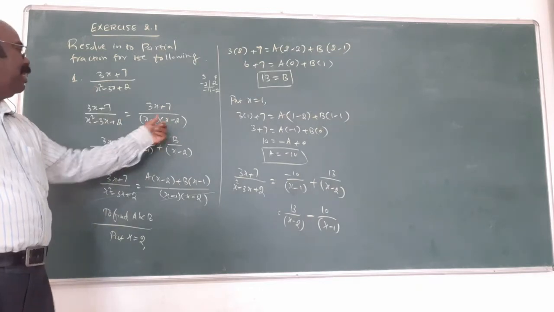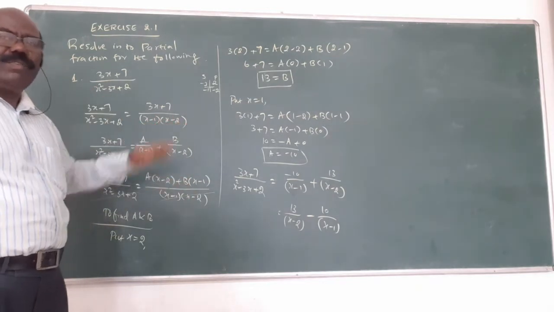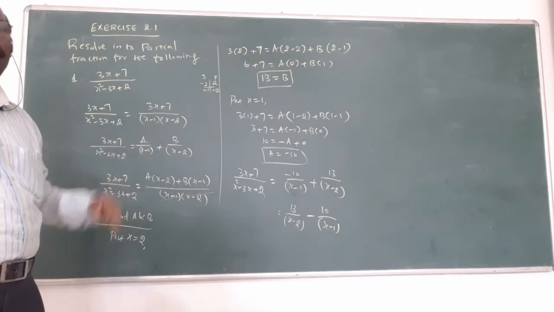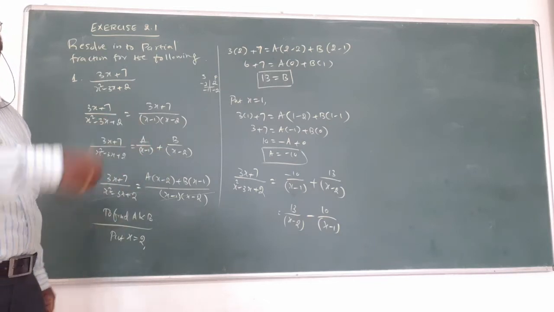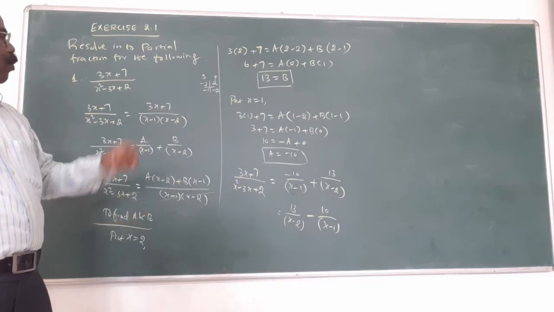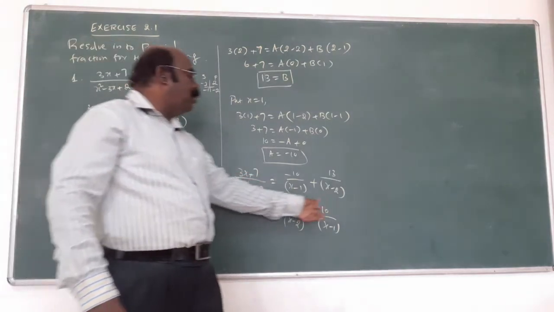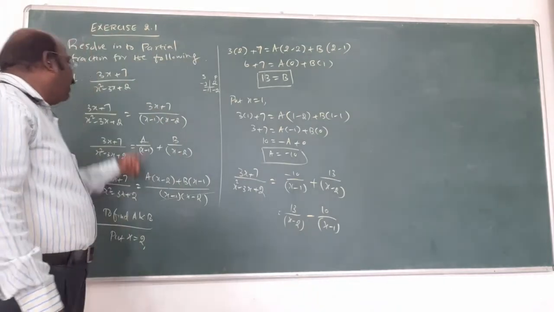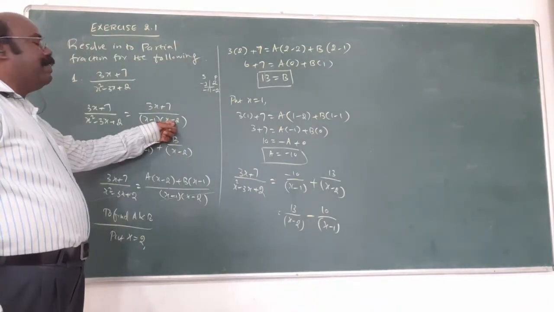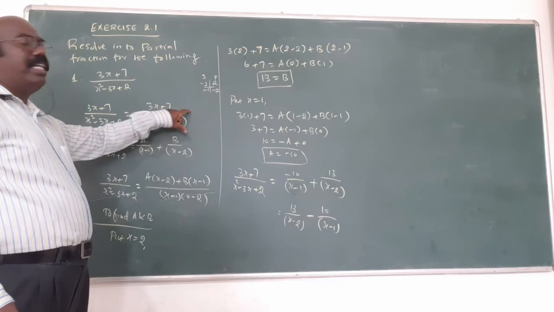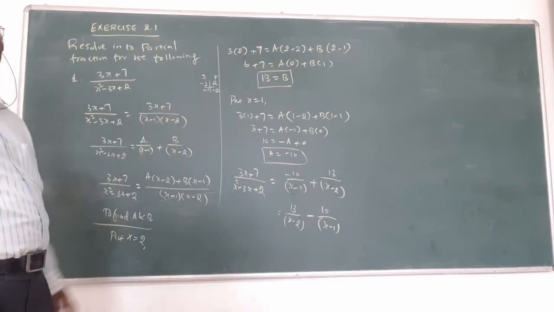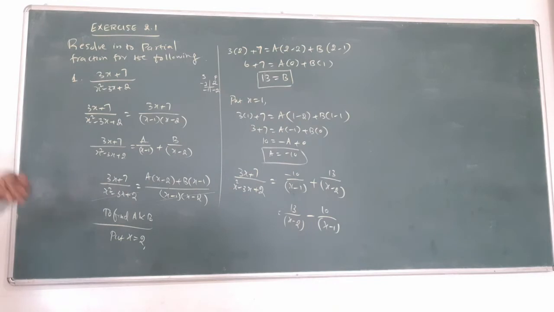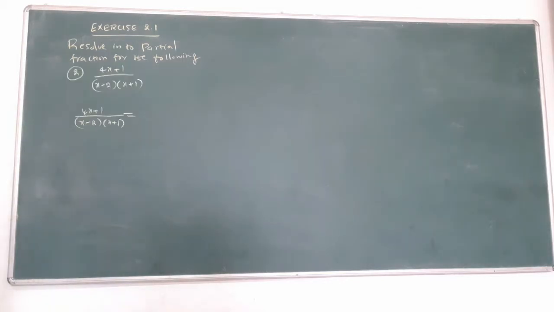Suppose the denominator has three linear factors: A by the first factor, B by the second factor, C by the third factor. After taking the LCM, find A, B, C, and replace the values, and three terms will come. One more method is where a quadratic or a whole square is involved. In this way, we have four methods. This is an important 5 mark or 3 mark concept, so you must solve all the exercise and example problems. First problem over.